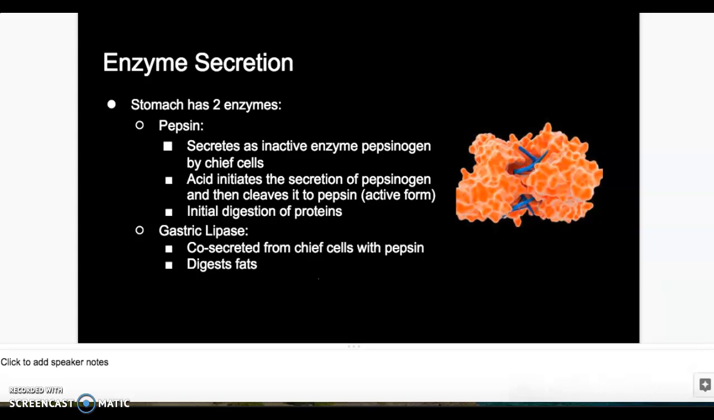The second enzyme is gastric lipase. This is co-secreted from the chief cells along with pepsin, so it means that it's also initiated by that gastric acid, just like the pepsin was. And gastric lipase is important because it helps to digest the fats within the stomach. So again, it gets everything going so that once the food gets into the small intestine, it can absorb those nutrients that it needs to keep the body moving.